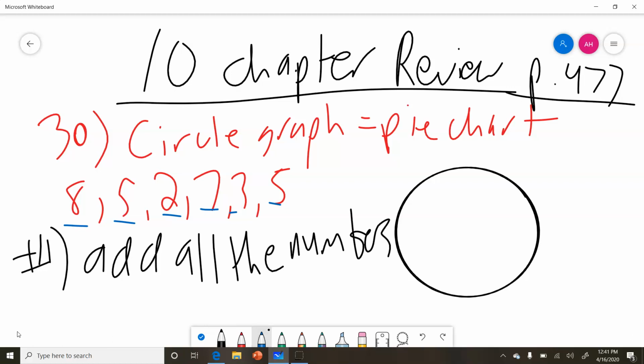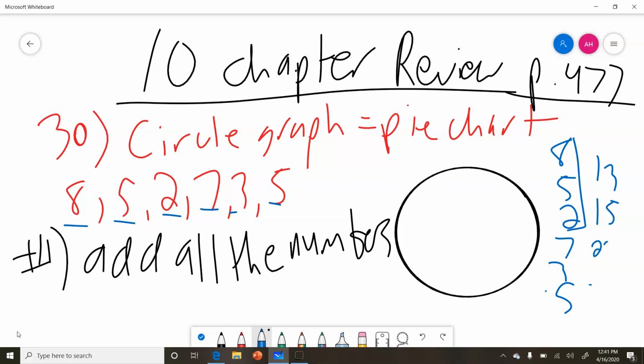So what do we get here? I'm going to come over here. When I do 8 plus 5 plus 2 plus 7 plus 3 plus 5, I get 13, 15 now with those 3. Then I get 22 down to the 7. I get 25 down to the 3. And with the last 5, look what I get. 25 plus 5 is 30. So my total is 30.